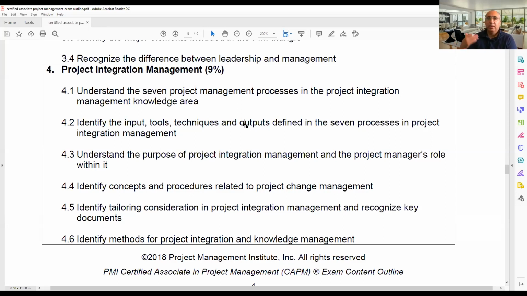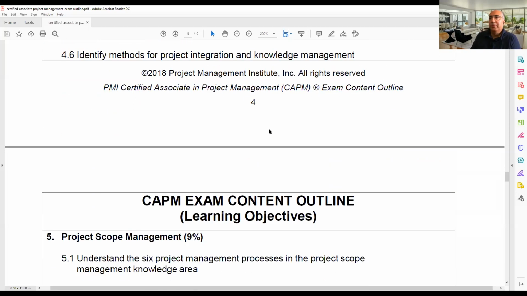What do you get? You may get a project charter. You may get a WBS, a scope statement or scope baseline. So those are your outputs. Yes, good. Thank you.